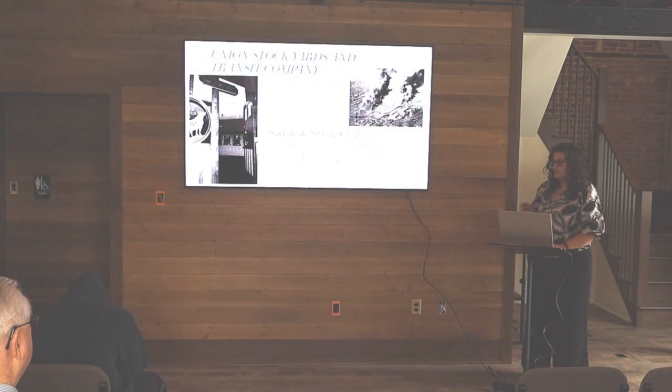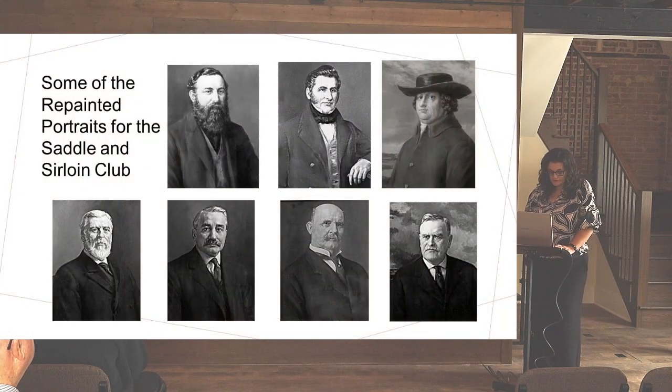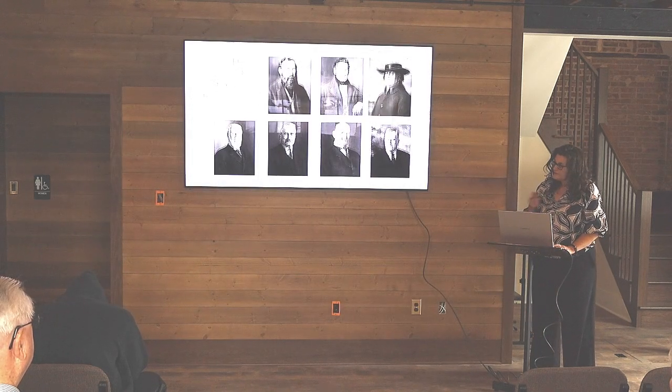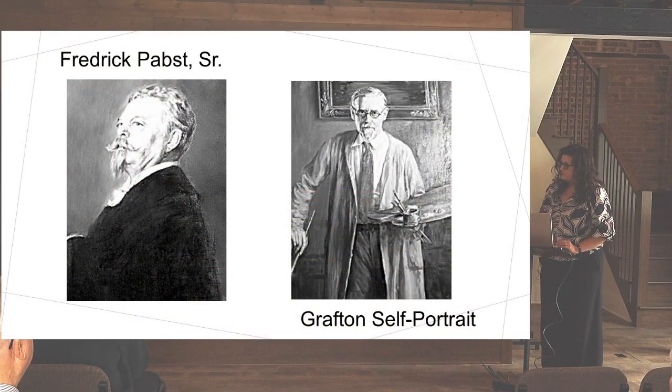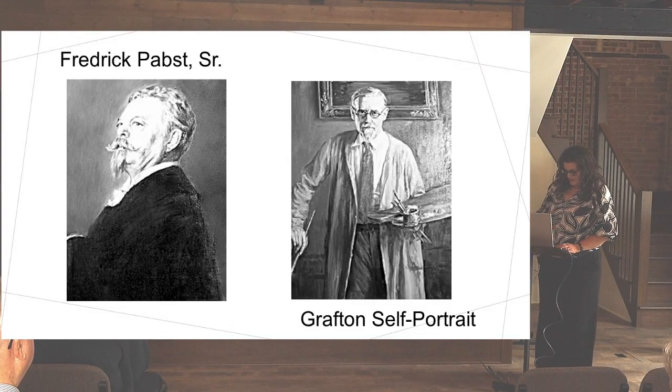So for the last 2 years of Grafton's life, he painted with tremendous speed, returning 160 of the lost portraits to Chicago and painting 2 more new inductees during the same period. So these are just some of the ones that he did repaint. Now his signature is only visible on one, and that is the likeness of Frederick Pabst Sr. And then the portrait on your right is the self-portrait by Grafton that now hangs in honor of his accomplishments and his contributions to the club.